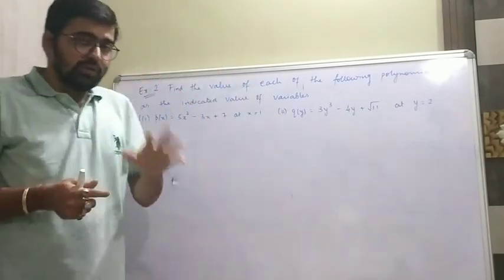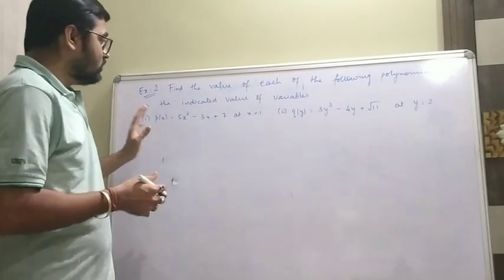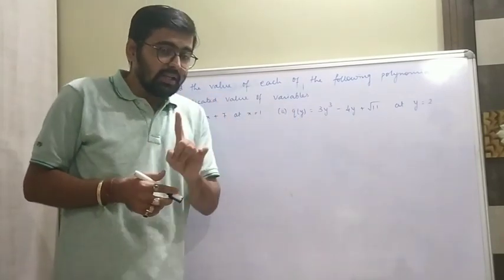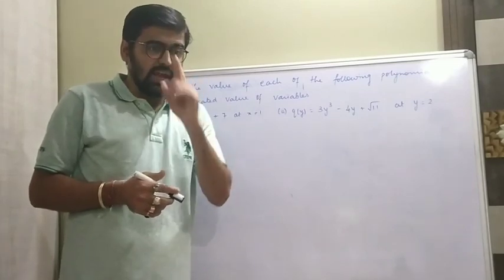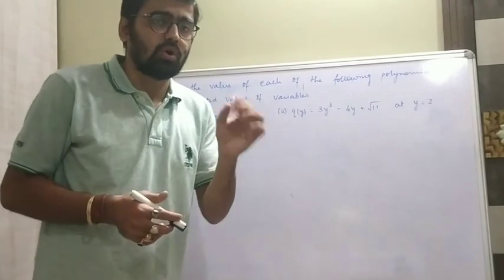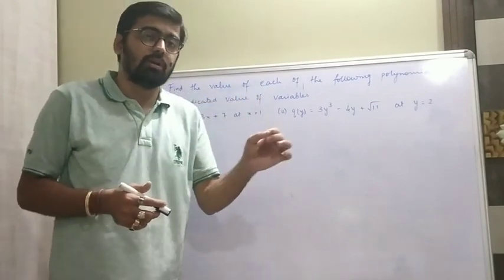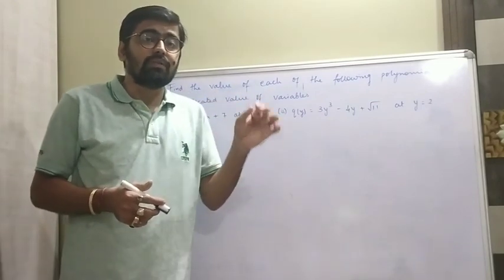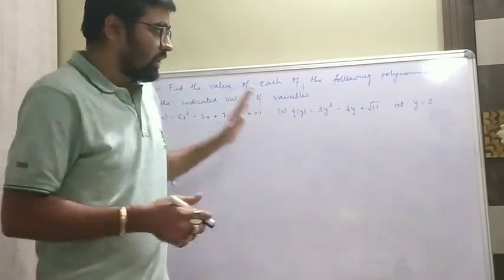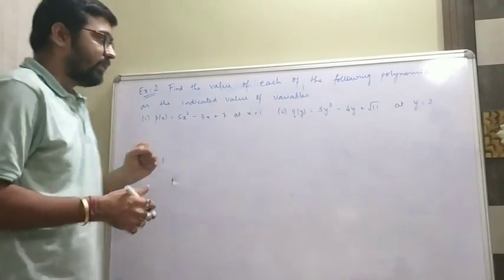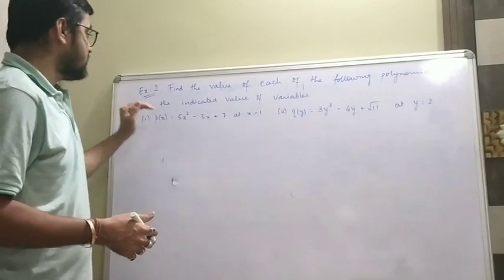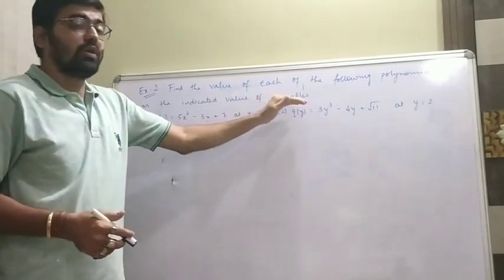Correct. So what we are going to do today is we are going to see some problems based on the zero of a polynomial. But in that particular topic, what I explained to you first is that by replacing such a value of x or a variable in a given polynomial, we can get the value of that polynomial. So let's have a look at this particular problem first. Find the value of each of the following polynomials at the indicated value of variables.